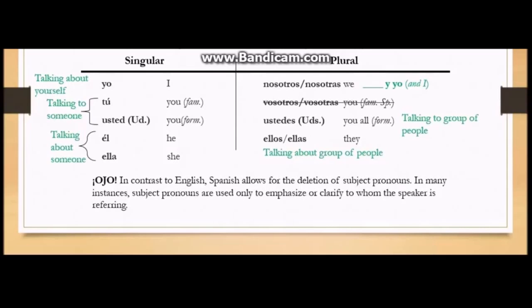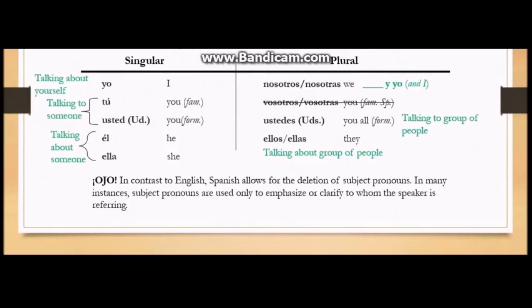In order for us to use nosotras, it can be Rebecca, Michelle, and myself. That's three of us. Rebecca, Michelle, and I are feminine. We're female, so we say nosotras. The only way you can use nosotras is that you have to be included. It has to say yo and I.